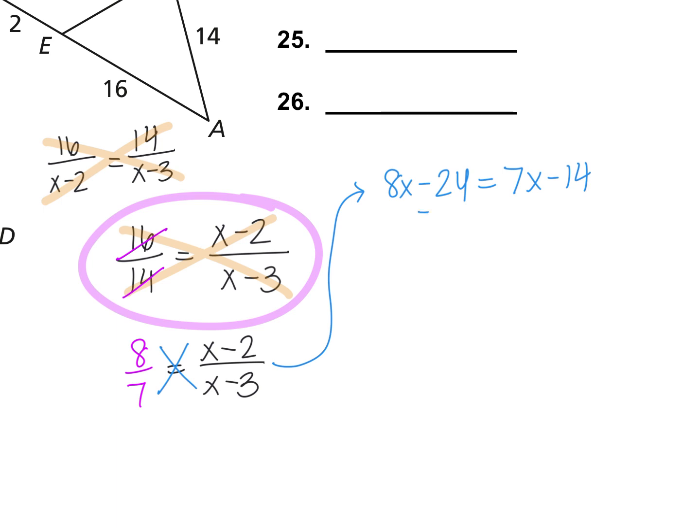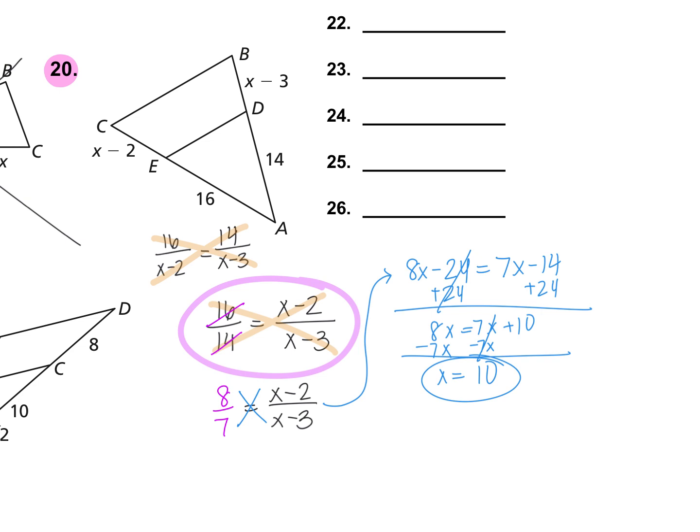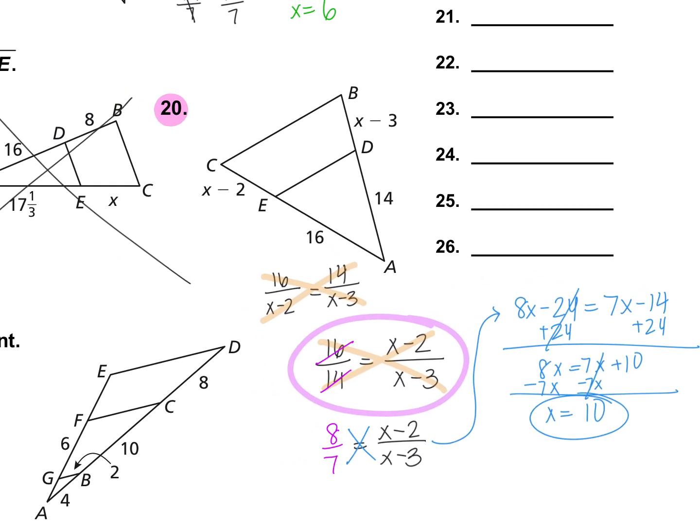And then all you have to do is solve. Plus 24 to both sides of my equal sign. 8x equals 7x plus 10. Subtract 7x. X equals 10, and I'm done. And they're not asking for any side, they're just asking for x. Questions on 20? All right.